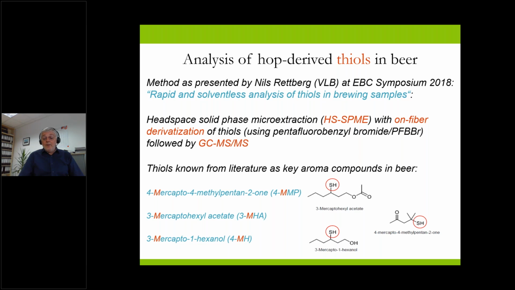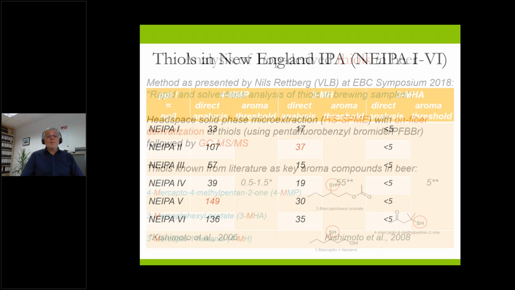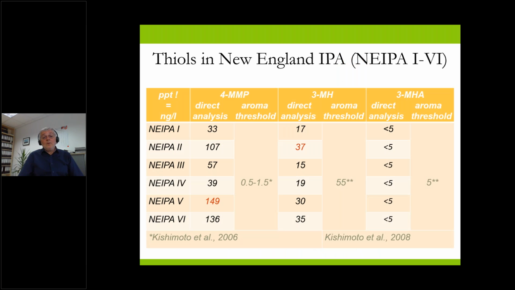And I am mentioning this method of Niels Redberg here because we had sent him some samples for analysis recently, and in my webinar talk 3 weeks ago, I reported on composition of New England IPAs, and in the lab of Niels Redberg, he did the analysis of these New England IPAs. We analyzed 6 of them, commercially available New England IPAs from the US that were covered in the study, and he analyzed them on these 3 compounds, the 4-MMP, the 3-MH, and the 3-MHA.